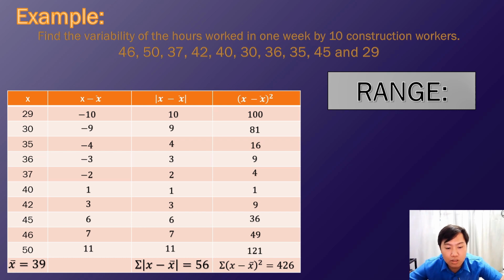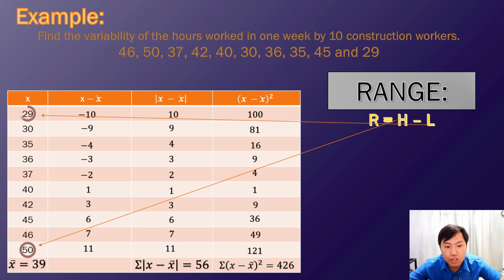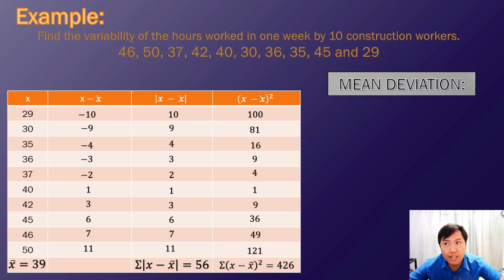Since tapos na natin makumpleto yung ating table, pwede na tayong mag-perform ng ating mga formulas na natutunan natin kanina. So, for our range, ito po yung ating formula kanina, R equals H minus L, where R is the range, H is the highest value, and L is the lowest value. So, yung highest value natin ay yung 50. Yan po yung pinakamataas na value ng score natin. Habang yung ating lowest value naman ay yung 29. So, since alam na natin yung highest and lowest value natin, let us perform the formula. So, we have R equals 50 minus 29. Our range is 21. Next, let us find the mean deviation.